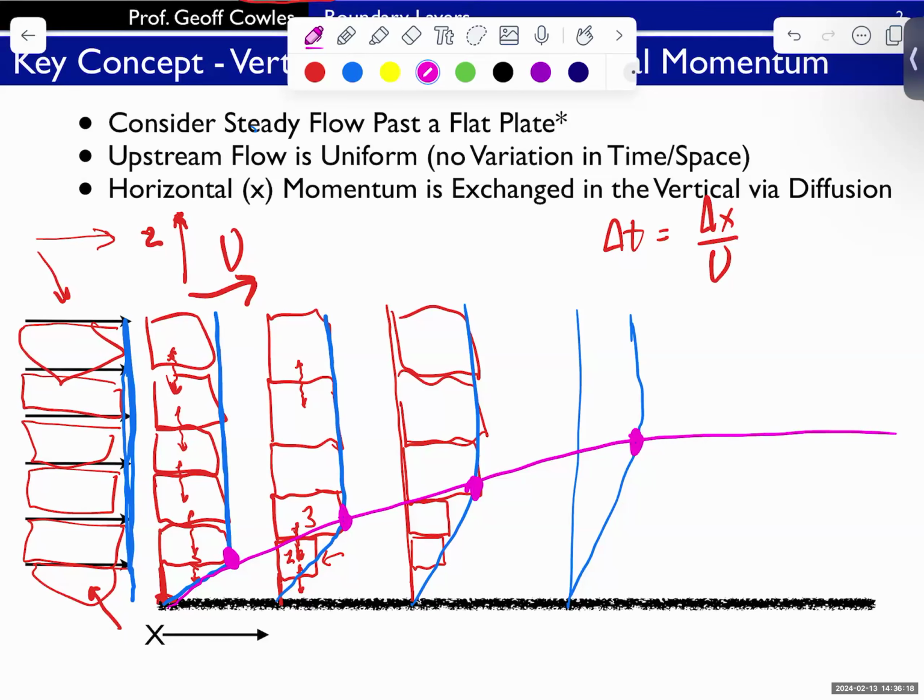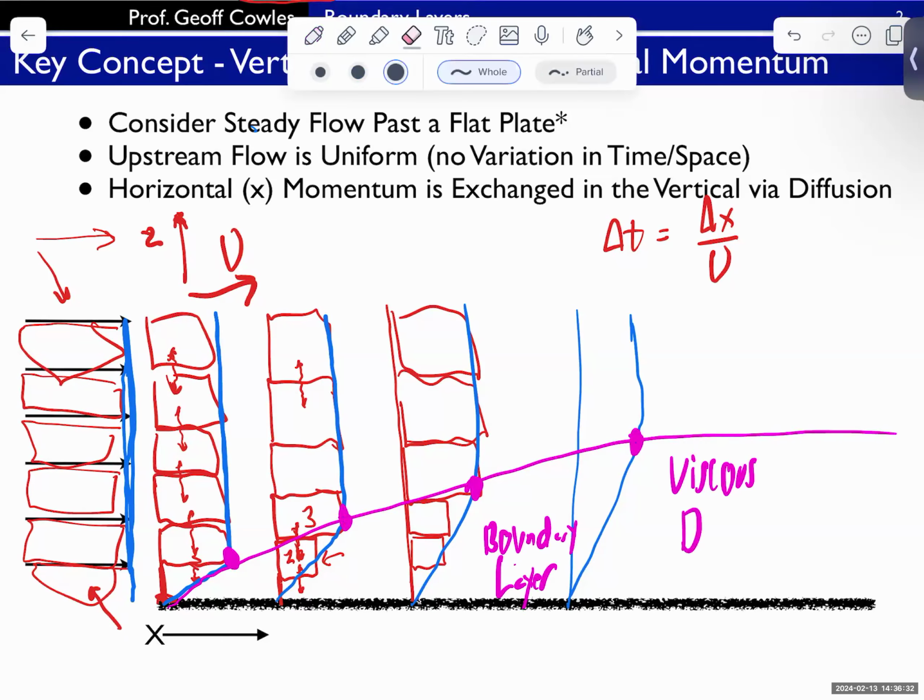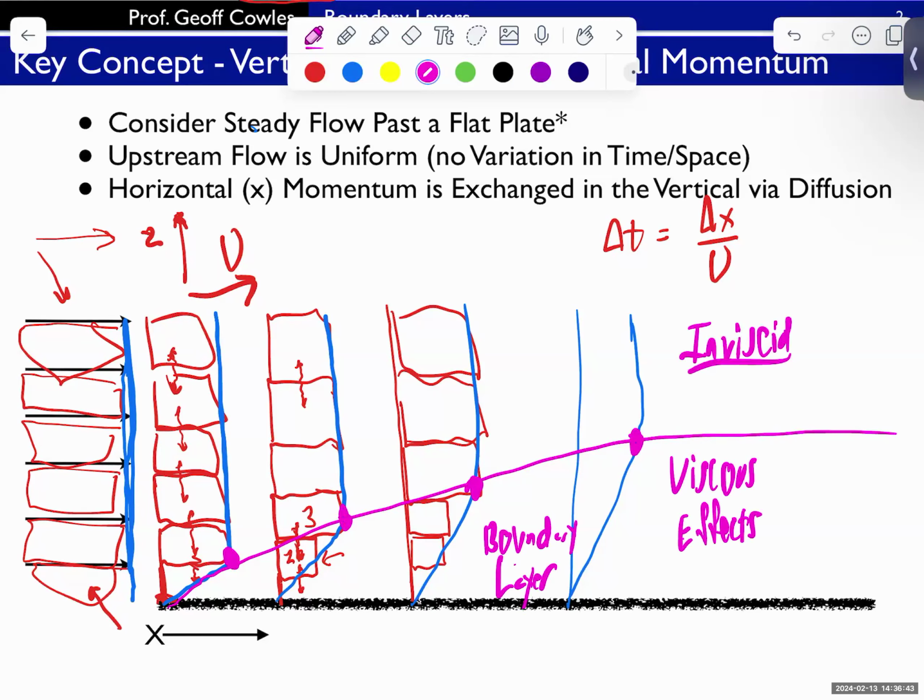And this is the area in which viscous effects are important. These viscous effects being this exchange of momentum in the boundary layer. Outside of this, the viscous effects are negligible, generally speaking. So outside of this, we can consider the flow inviscid. Bernoulli's is okay outside the boundary layer. Inside the boundary layer, it is not okay because we have frictional losses and Bernoulli's equation doesn't allow for those.